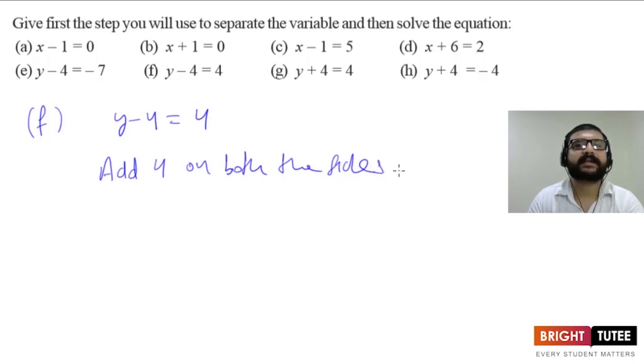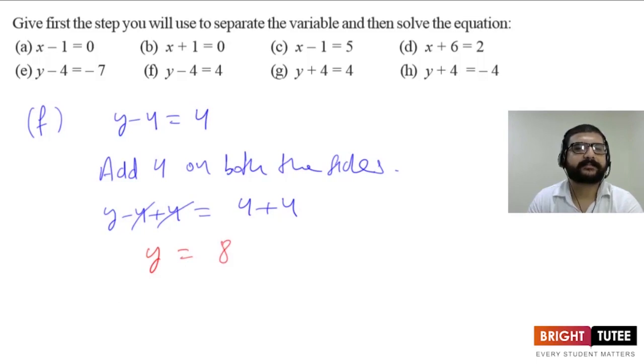What we will get by doing that? We will get y minus 4 plus 4 is equal to 4 plus 4. Now minus 4 and plus 4 will be cancelled out. So we are left with y on the left hand side, and this is equal to 4 plus 4, which is 8. Hence the final answer of the equation, or the final value of y, is 8.